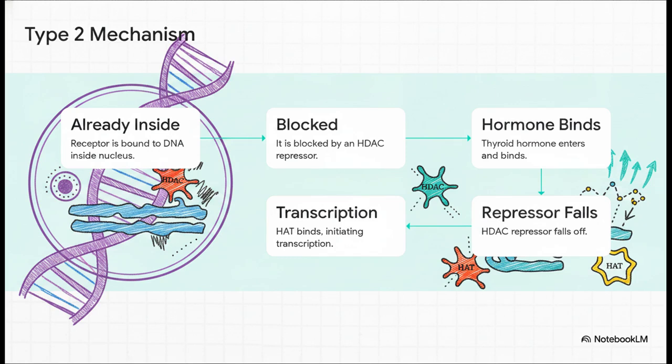Now, type 2 nuclear receptors are totally different. They skip the line entirely. They're already waiting inside the nucleus, physically bound to the DNA. But they have a repressor called HDAC sitting on them, keeping everything turned off. So the signal molecule, let's say a thyroid hormone, has to travel all the way inside, boot that HDAC repressor off, and tag in the HAT enzyme so transcription can finally begin.